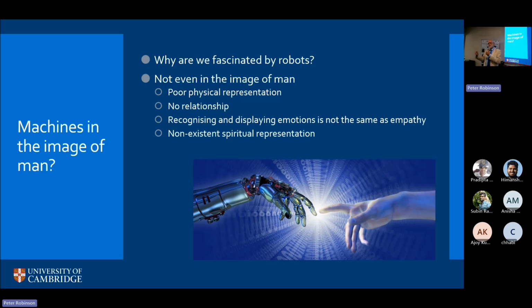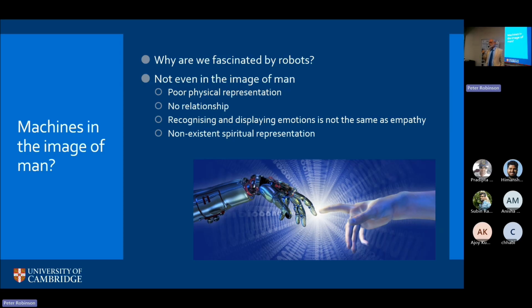I think it's because we see them as being in our image, but they're not a good image. I have one of the best robots going, and it's nowhere like a person. They, of course, have no relationships. People think they're human, but they're not. They're just simulations, and there's a difficulty distinguishing simulations from the real thing. They can recognize emotions and even display them, but that's not the same as having empathy. And of course, they're completely non-spiritual.